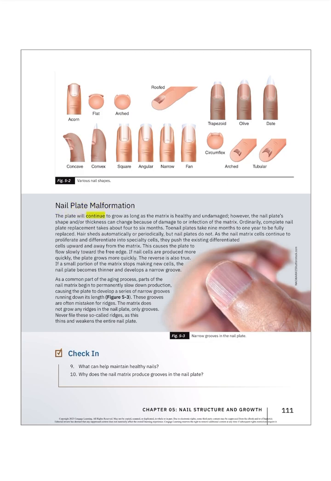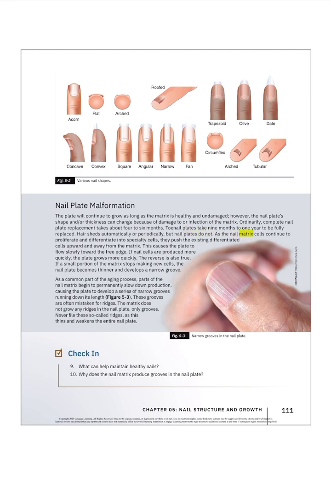The plate will continue to grow as long as the matrix is healthy and undamaged. However, the nail plate's shape and/or thickness can change because of damage to or infection of the matrix. Ordinarily, complete nail plate replacement takes about 4 to 6 months. Toenail plates take 9 months to 1 year to be fully replaced. Hair sheds automatically or periodically, but nail plates do not.